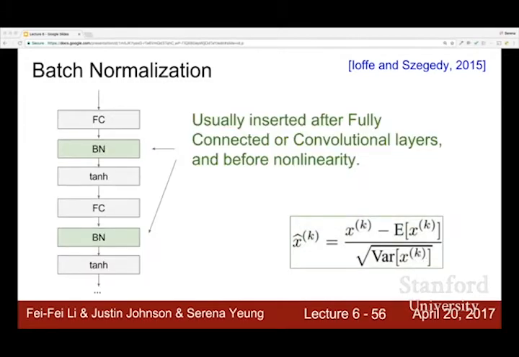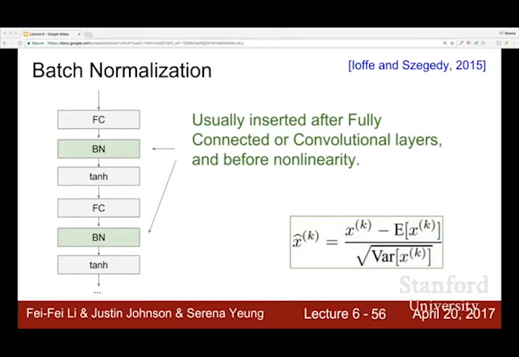This is usually inserted after fully connected or convolutional layers. We saw that when we were multiplying by W in these layers, which we do over and over again, we can have this bad scaling effect with each one. And so this is able to undo this effect. Since we're just scaling by the inputs connected to each neuron, each activation, we can apply this the same way to fully connected and convolutional layers.